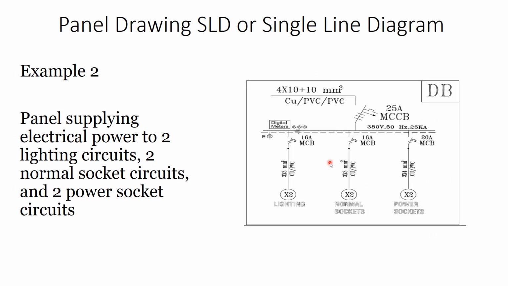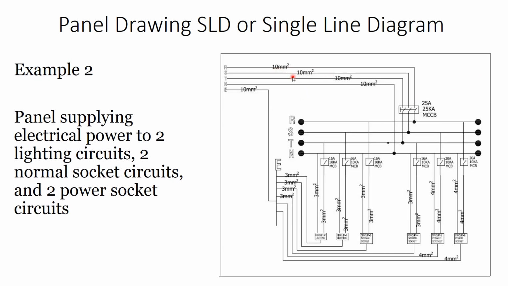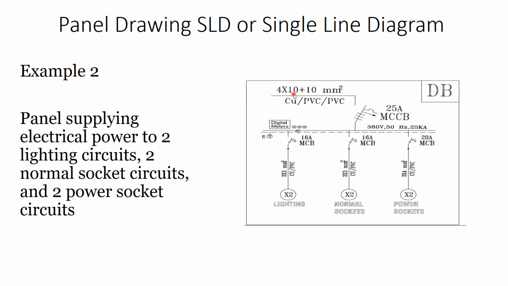Now, if we would like to represent this, we will start with the DB, or the distribution board. How many incoming do we have? We have 1, 2, 3, 4, and 5. So we have 4 multiplied by 10 plus 10 millimeter square, which is 3 phase and neutral multiplied by 10 millimeter square, the cross-sectional area of the cable, plus 10. The plus 10 here means the earthing system. So we have copper, PVC, which is the conductor, insulation, and finally the outer sheath.